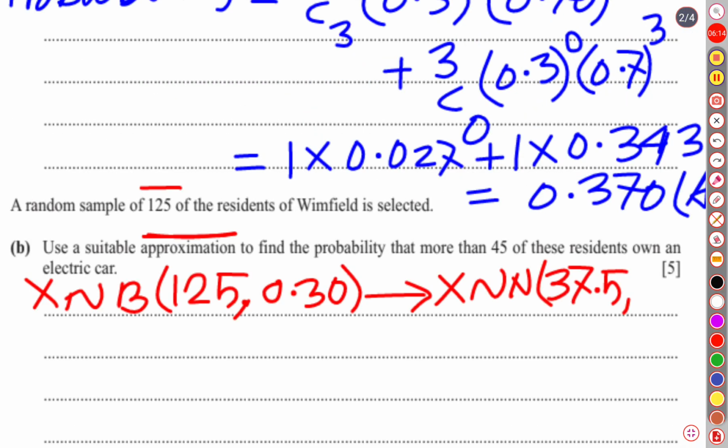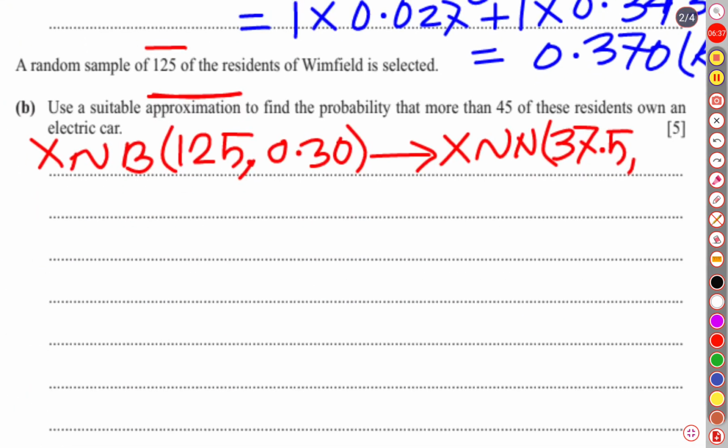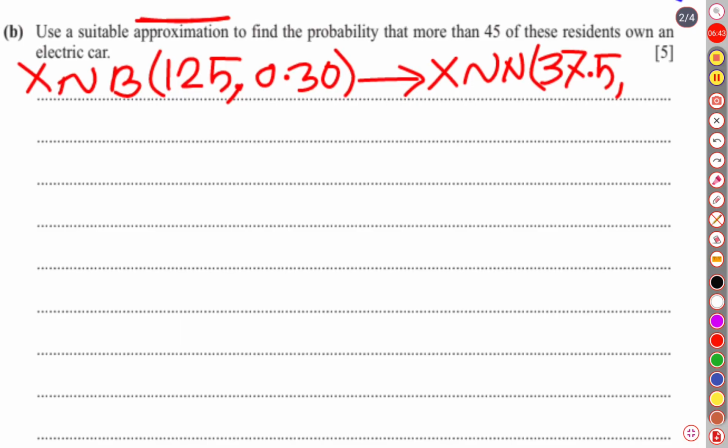Now we have written in the previous question that n is 3, p is 0.3, and q is 0.7. Here n was 3, but it doesn't mean that everywhere the total number of experiments will be the same. This is only for part A, but p and q will remain the same. Okay, so if we multiply 37.5 by 0.7, it is going to be 26.25. Okay, this is our variance.